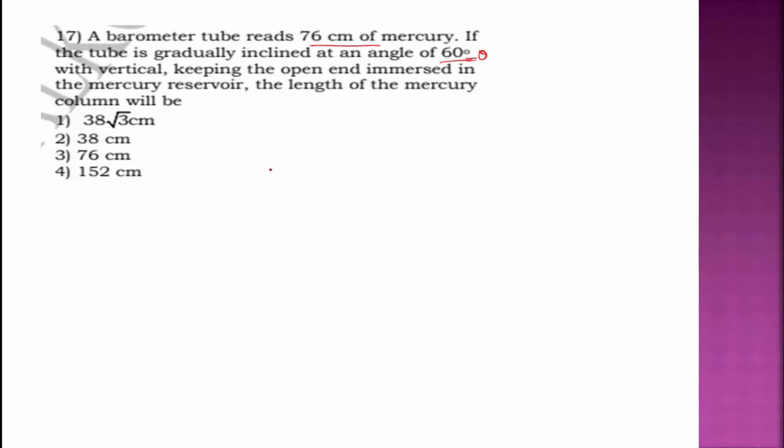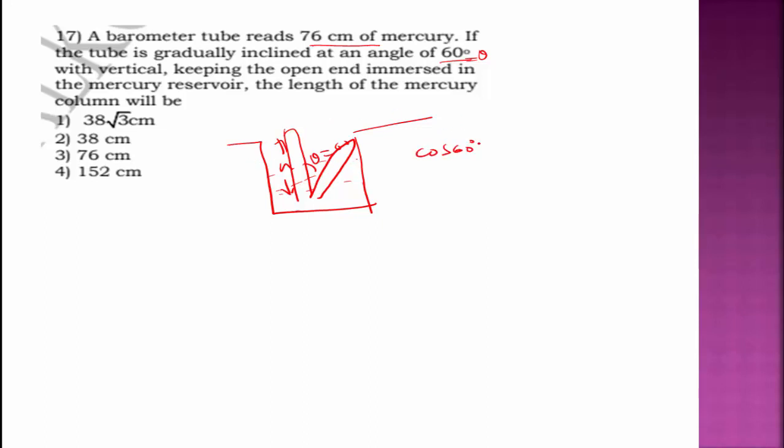Then for this problem, here this is mercury, a barometer is immersed here, which makes a certain angle, theta is equal to 60 degree. Here H, this tube is gradually inclined at an angle 60 degree with vertical, keeping the open end immersed in the mercury reservoir. This is the reservoir. The length of the mercury column, that is here, cos 60 degree is equal to H divided by L.